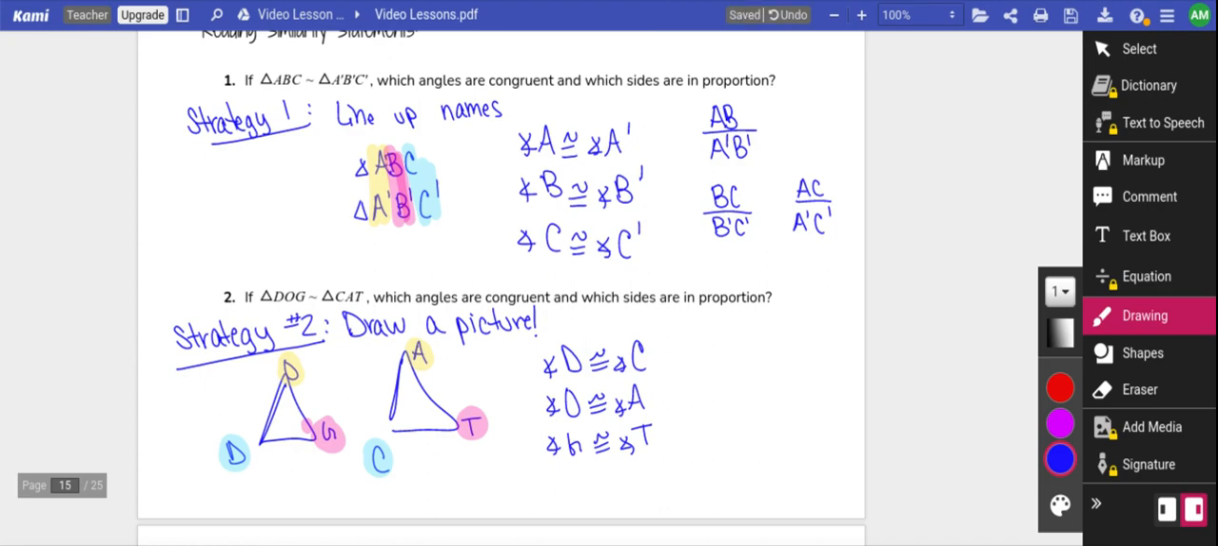Now, which sides are in proportion? If I have DO in one triangle, that corresponds with CA in the other. If I give you OG in the triangle, in my other triangle, that would correspond to AT. And then lastly, if I had DG, you would tell me that that corresponds to CT.